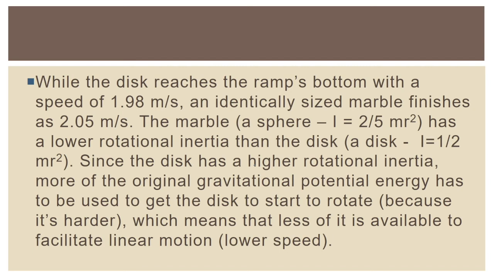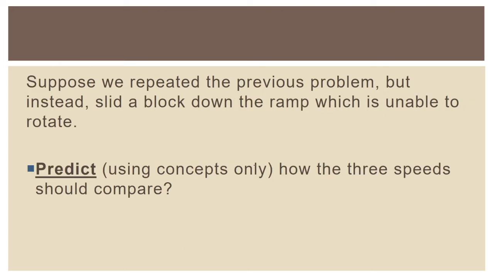Okay, now we've got a little bit of a weird question to ask. But since they love these kind of questions on the AP test, I want to ask you a sort of modified version of it now. Suppose we repeated the previous problem. Now notice this is going to be for the third time. We did it with the disks, then we did it with the sphere. Now we're saying we're repeating the previous problem, but instead of a sphere or a disk, we're just going to slide a block down the ramp, which is unable to rotate.